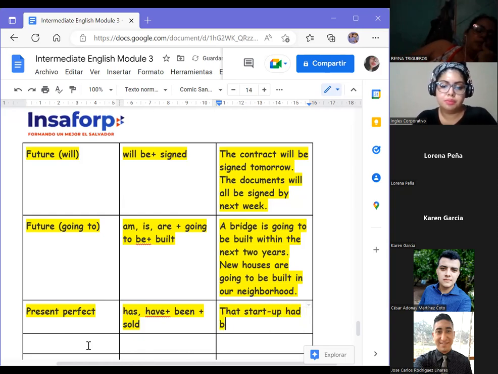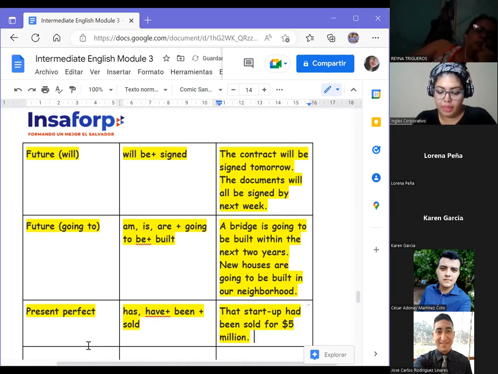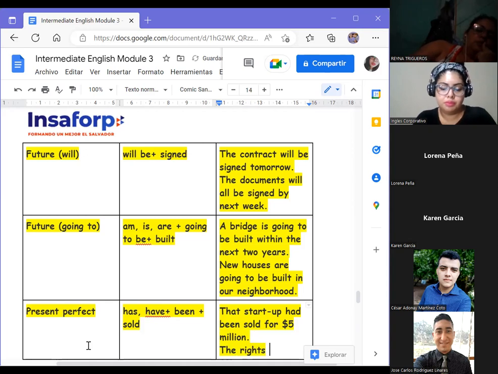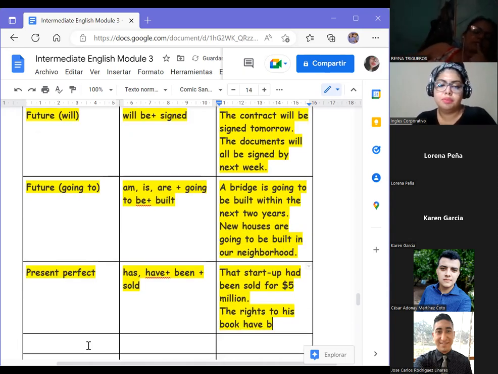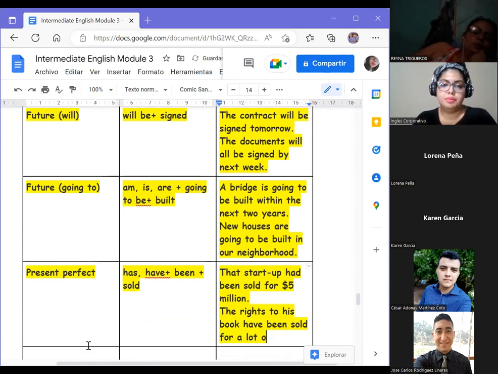Has been sold for $5, I mean, 500, 5 million. I mean, 5 million. And the second one, the rights to this book have been sold for a lot of money. So in that case, we are not going to have the elements that we have for the present or the past. In that case, they are using their own structure, in which they are like having half and half, because in that case, we are not using the verb to be.